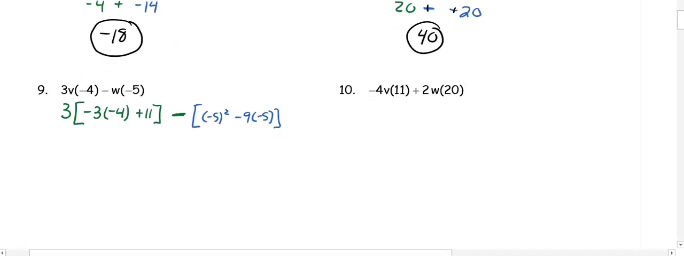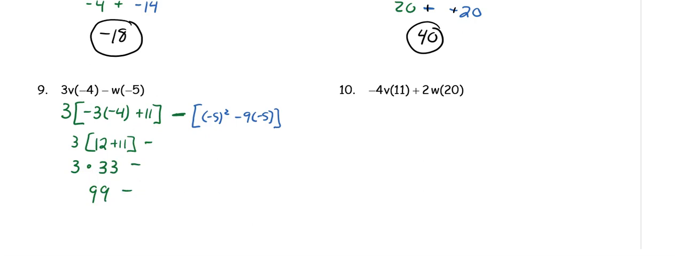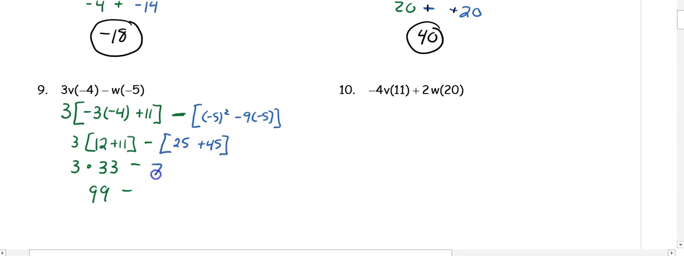So the first part, negative 3 times negative 4 is 12, plus 11 is 33. So we have 3 times 33, which is 99, minus, and we're going to do the other bracket. So negative 5 squared is 25, and negative 9 times negative 5 is 45. So we're going to add that together, which gets us 70. So we're going to have 99 minus 70, which is equal to 29.